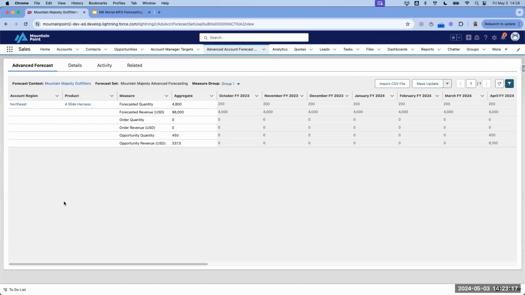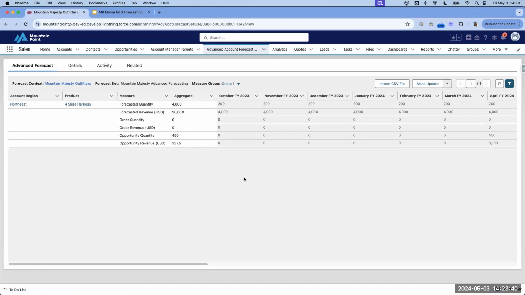Yeah, you can set it by the division, and then by the product category. So here we have the actual product, but when you set up your forecast, you can set it up so that it is the high-level product category. And as long as all of your products are tied to that category, then the numbers will fill themselves in as orders are placed.